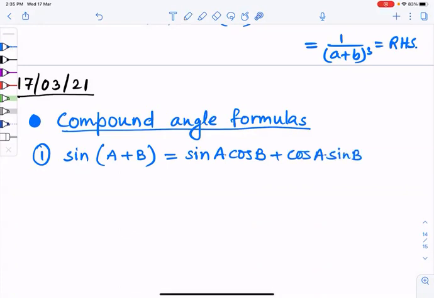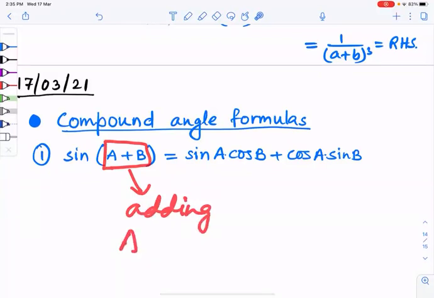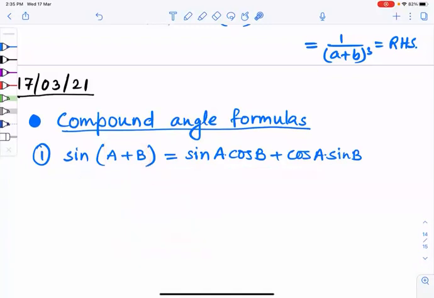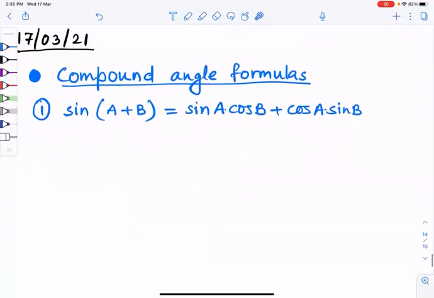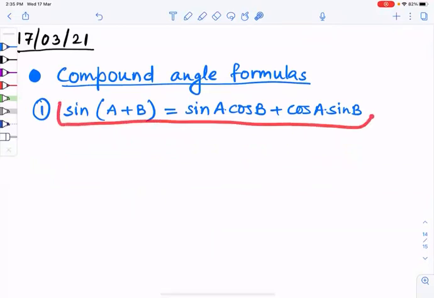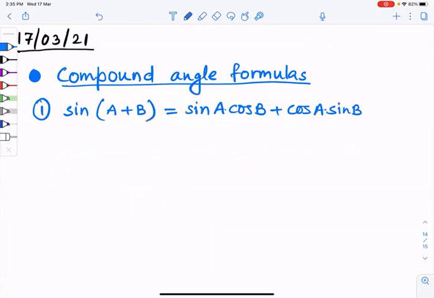Why is the name compound angle formula? Because we are compounding two angles, which means we are adding two angles. We can add 3 angles also, A plus B plus C, and that also can be simplified by this type of formula. Like this, we have some more formulas. Proof of these formulas is not in the syllabus, but I will show you the proof of one of them. Before that, I will tell you the other formulas.